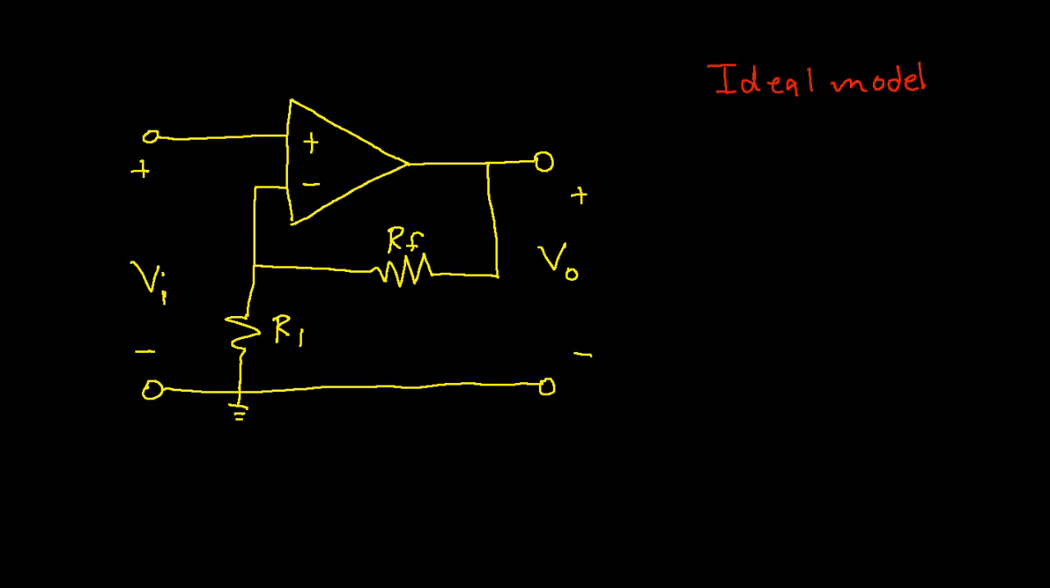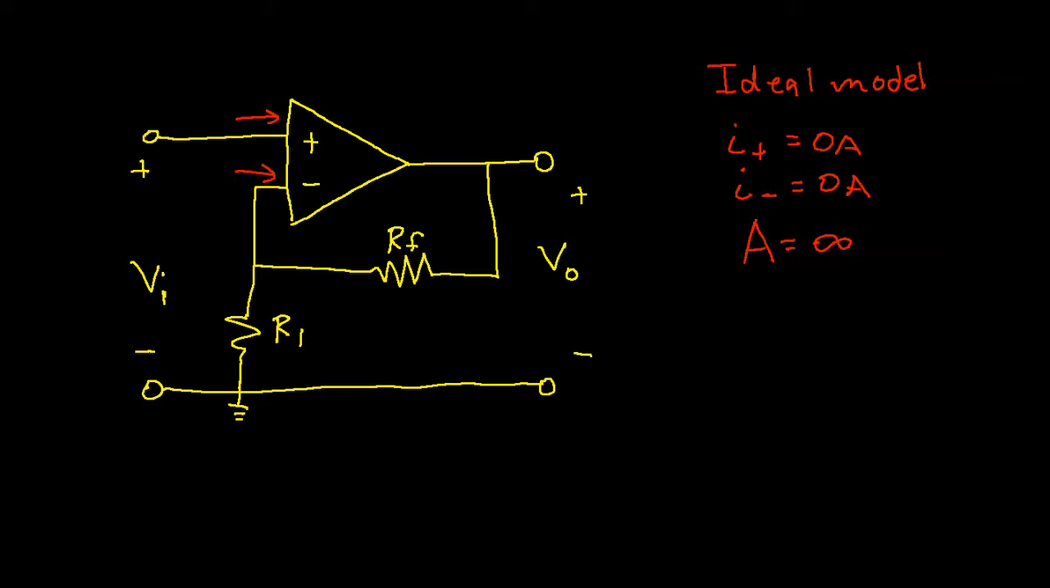This model makes the following approximations for the op-amp. The first is that the current flowing into the non-inverting input is 0, and the current flowing into the inverting input is 0. So the idea here is we have infinite input impedance. Another assumption we make is that the gain of the op-amp is essentially infinite. This approximation has some very interesting implications, which I'll try to explain.